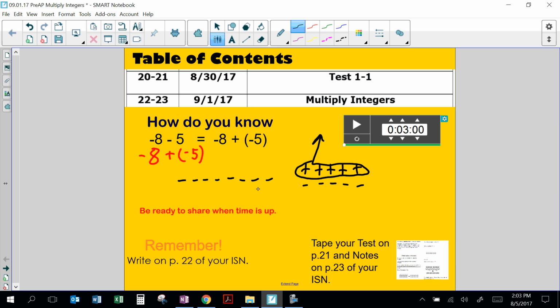So the first integer is negative 8. The second integer is negative 5. So negative 8 plus negative 5. That is my proof that negative 8 take away 5 is equivalent to negative 8 plus negative 5, and they are equal to negative 13.